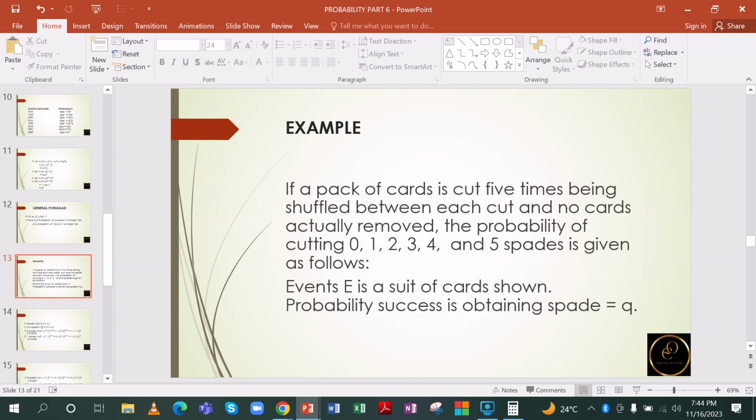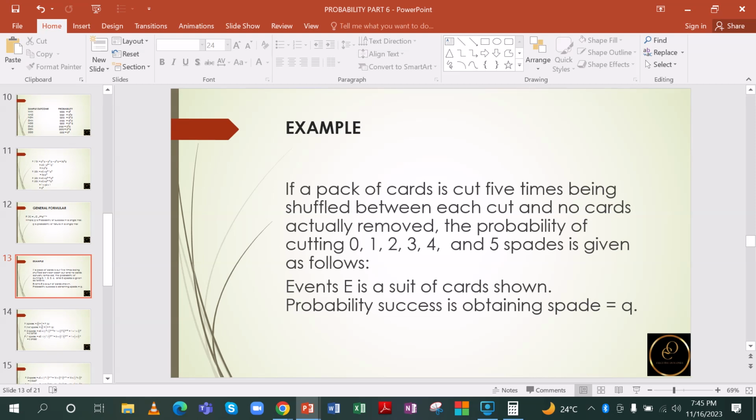Example: you are given that suppose you have a pack of cards which is cut 5 times. Okay, so how many trials? There are 5 trials. Being shuffled between each cut and no card actually removed, because the cards are shuffled with replacement, should I say. So there is no card which is being removed. Then the probability of cutting 0, 1, 2, 3, 4, and 5 spades is given as follows.